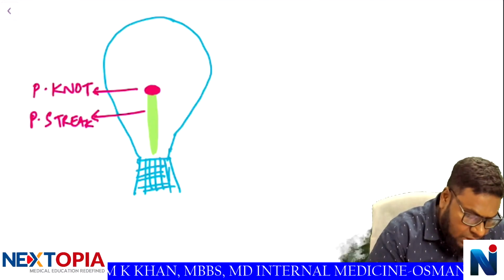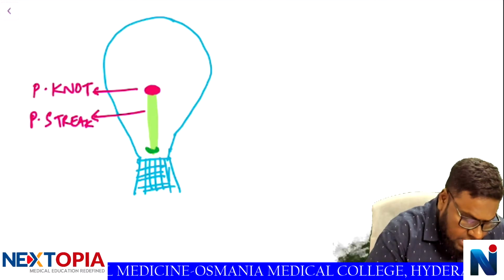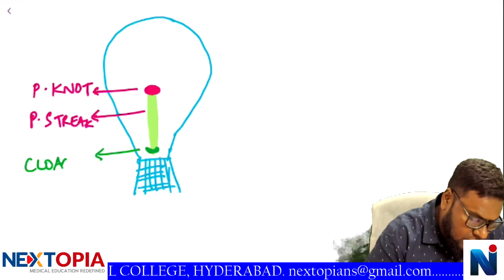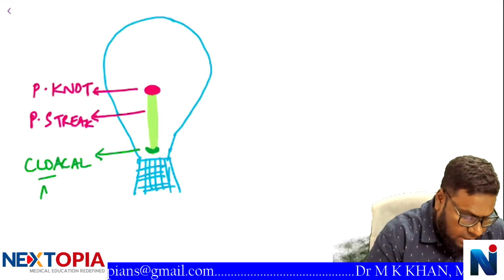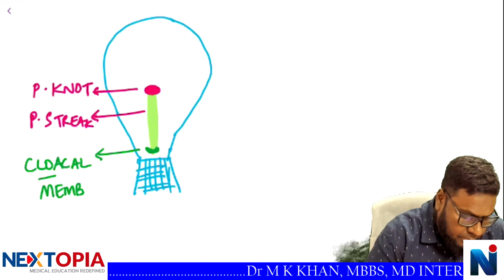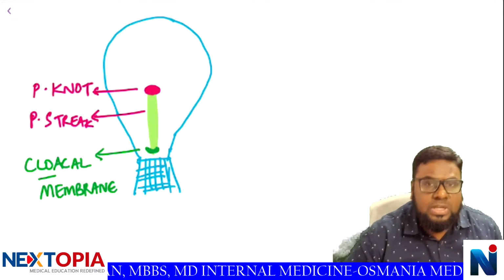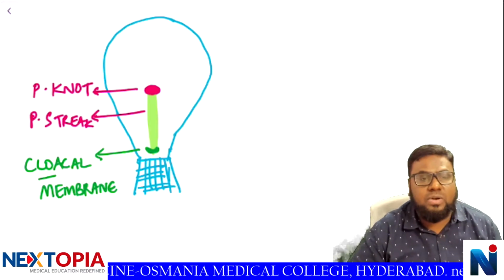At the caudal end of this primitive streak develops what is known as a membrane. We are calling it a cloacal membrane. Now this is a new term. Please note it down. Cloacal membrane. Cloaca means the hind part, which in future is forming the anus and all.